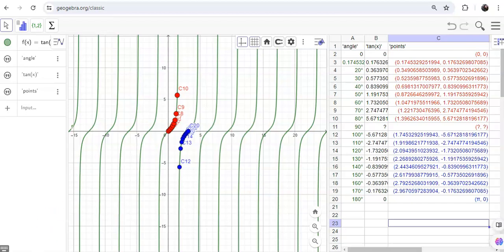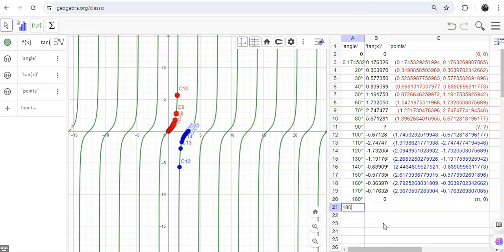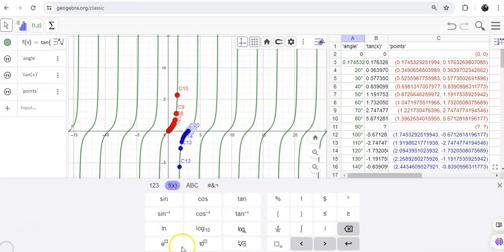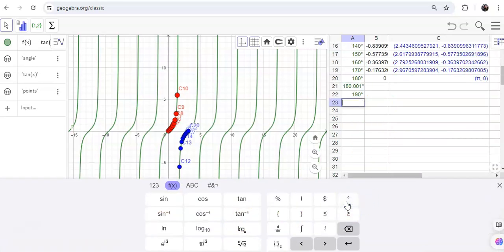So let's begin. We are now going to add the tangent function points for the angle values in the third quadrant and in the fourth quadrant. So from 180.001 to 360 degrees. And we're going to have violet points for the third quadrant points and orange points for the fourth quadrant points. Let's observe, so we're just going to add angle values more than 180 degrees, like that, and up to 360 degrees.